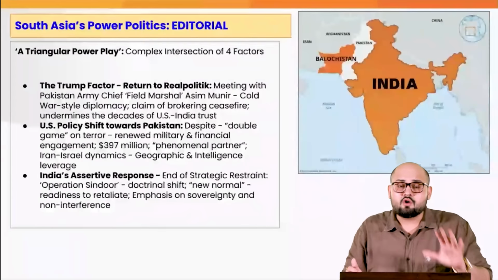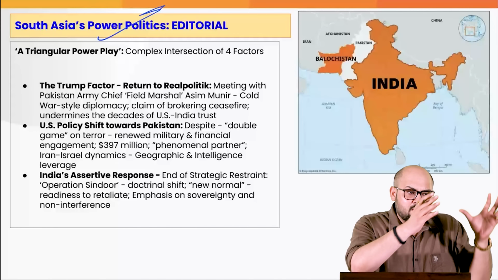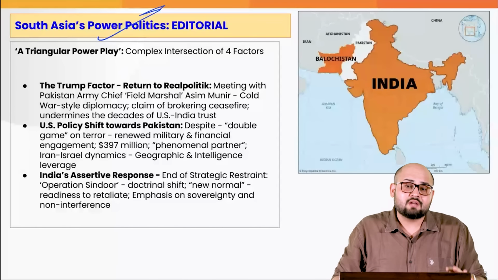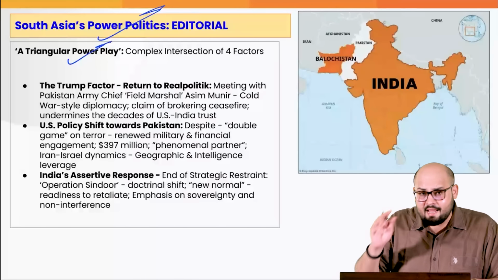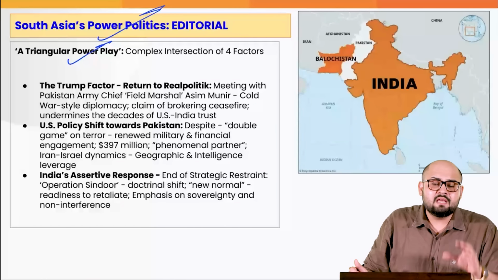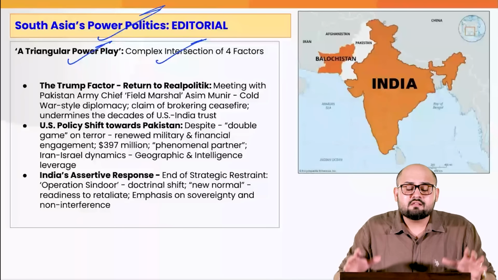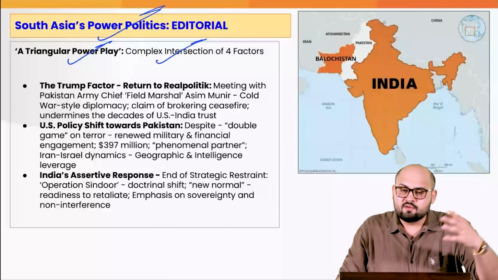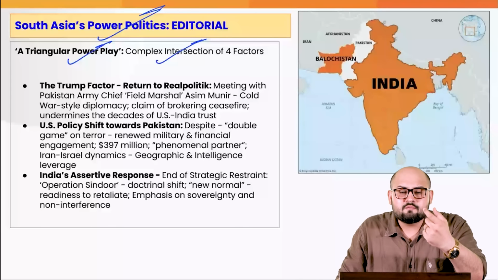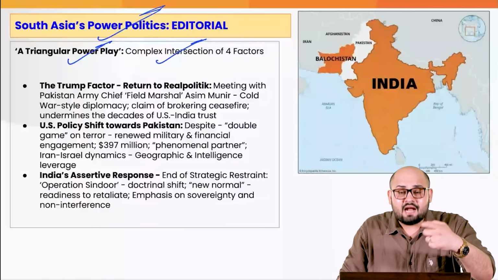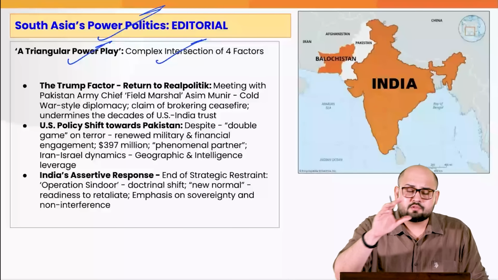Now, let's talk about this particular editorial, where it says that there has been a growing convergence between the US and Pakistan, which is obviously strategically a very important concern for India. There has been a triangular power play in the South Asian region, and it has been because of a complex intersection of four factors. When we read such editorials, I understand, once you give the first reading, it is definitely difficult. But there are certain keywords which you can use in your answers, and that would definitely make your answer more enriched. What are the four factors? You can also cite them in your answers.